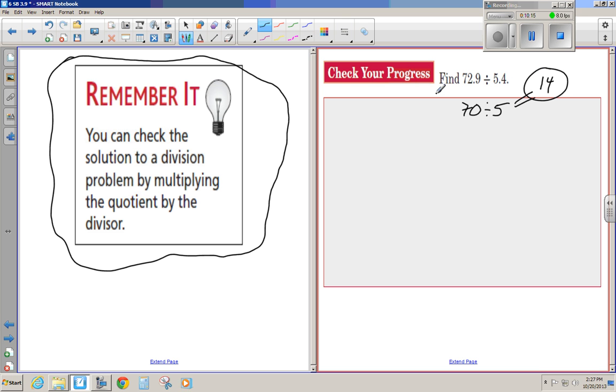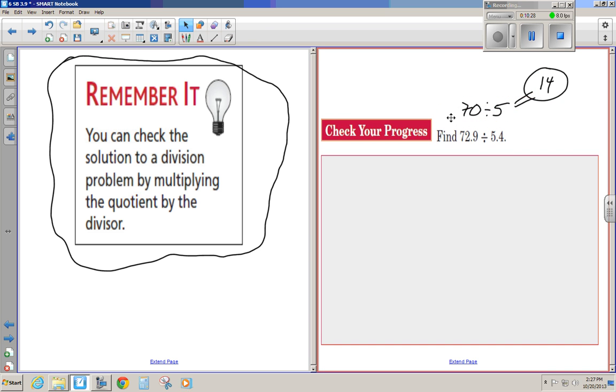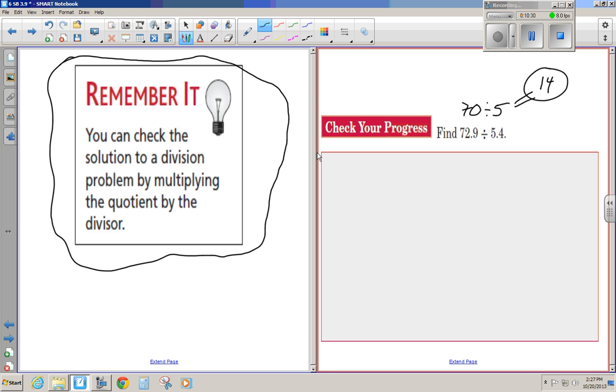Now, let's look at these numbers. 729 divided by 5.4. We need to look at this number and say, how many decimals do I need to move it? I need to move it one place. So I move this one place. And now your division problem is 729 divided by 54. There are no decimals that you have to deal with.